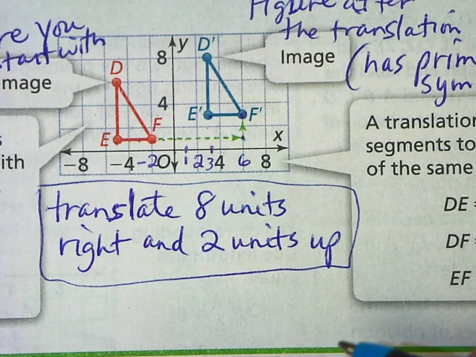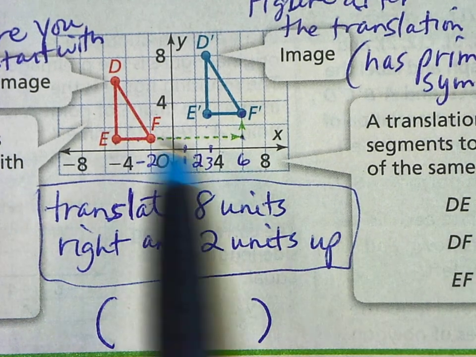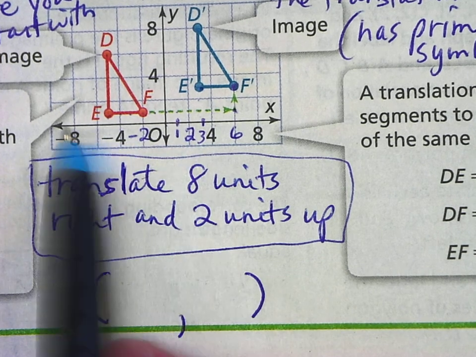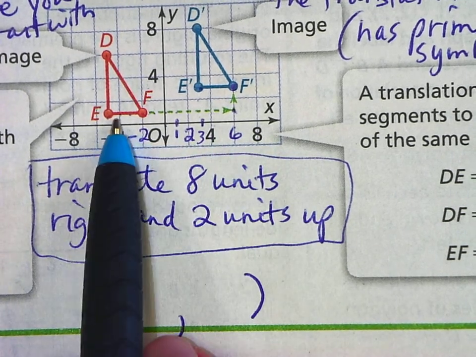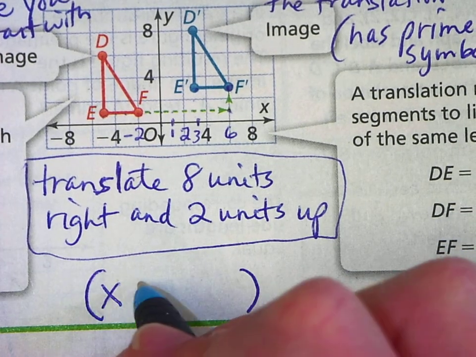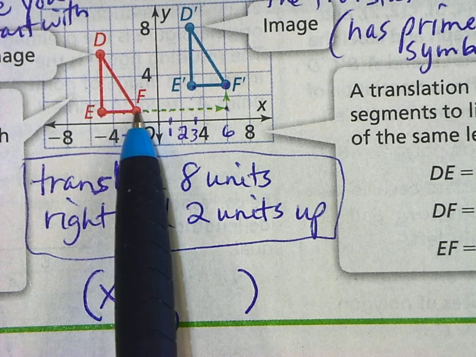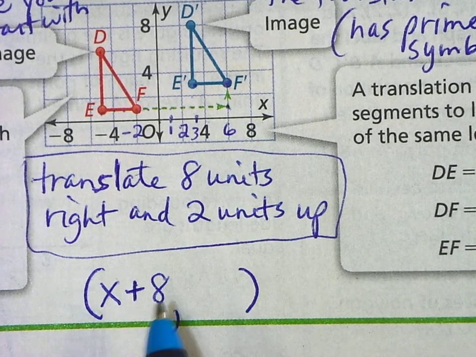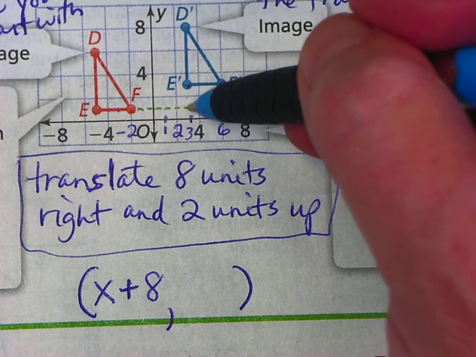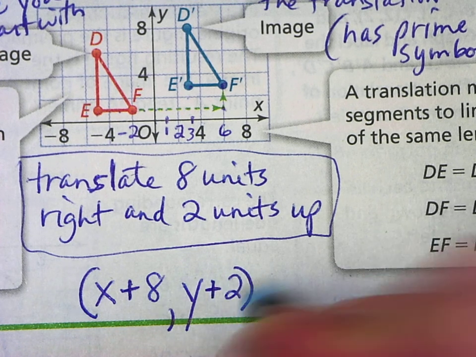The other way to describe the translation is with an ordered pair. When you write it like this with an ordered pair, along the x-axis, if you move to the right, that's positive. So for the x number, we moved positive 8 units to the right, so you'd write it like that. And then for the y number, y is up or down. On the y-axis, if we went 2 units up, that's positive 2. So for the y number, you move positive 2.